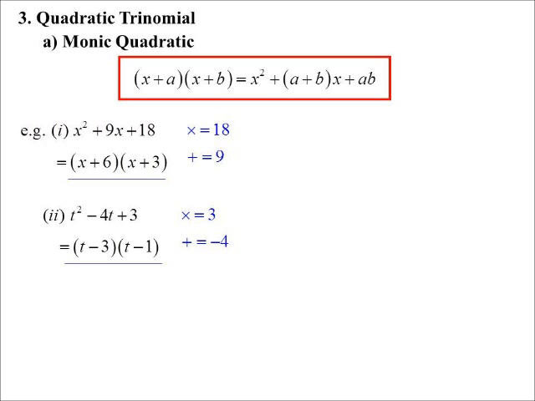But those sorts of things you think about, right? Think logically. If it multiplies together to give a positive number, they must have the same sign. Multiplies together to give a negative number, they must have opposite signs.